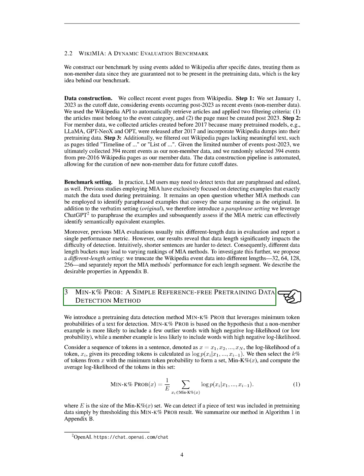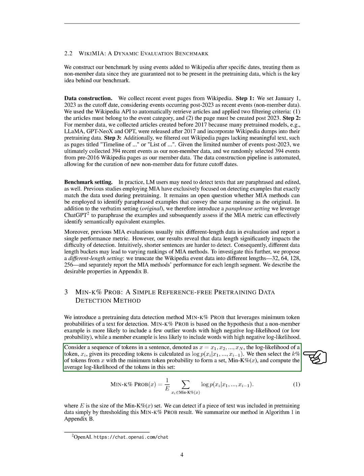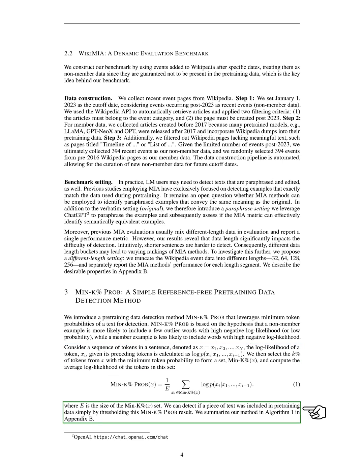Next, we introduce a pre-training data detection method called Min-K% Prob that uses the minimum token probabilities of a text for detection. This method is based on the idea that a non-member example is more likely to contain a few outlier words with high negative log likelihood, or low probability, while a member example is less likely to contain words with high negative log likelihood. Consider a sequence of tokens in a sentence, denoted as x equals x1, x2, ..., xN. The log likelihood of a token xi, given its preceding tokens, is calculated as the log of the probability of xi given x1, ..., xi-1. We then select the k% of tokens from x with the minimum token probability to form a set, Min-K%(x), and compute the average log likelihood of the tokens in this set. We can detect if a piece of text was included in pre-training data simply by thresholding this Min-K% Prob result.